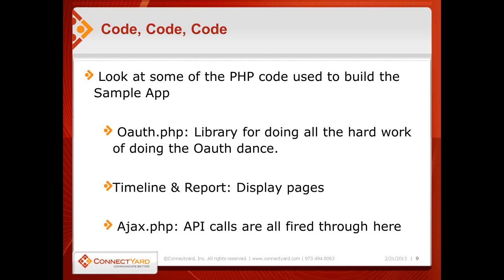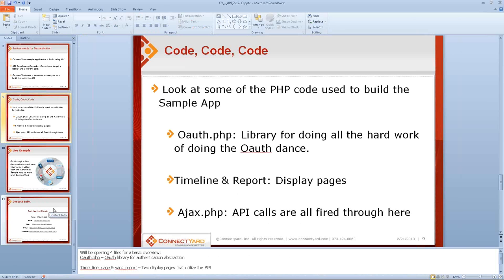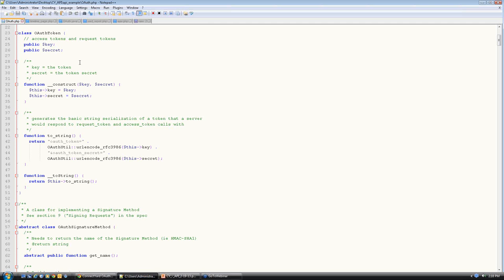When we fire our call from the web page, it's actually going through an intermediary page. This is basically to prevent cross-site scripting issues. We fire all our calls through here, and inside of that page is where all the OAuth is being done, and the actual call to the API is being done. So what I'm going to do right here is exit out of the presentation, and we're going to open up some code and take a look at that.